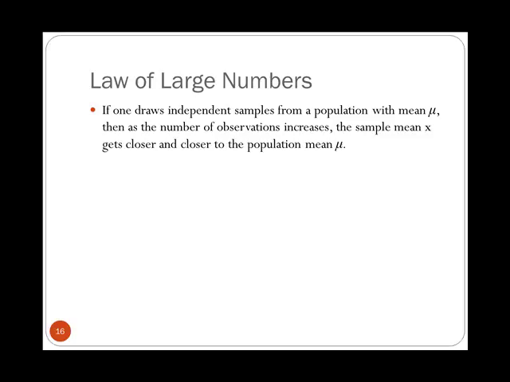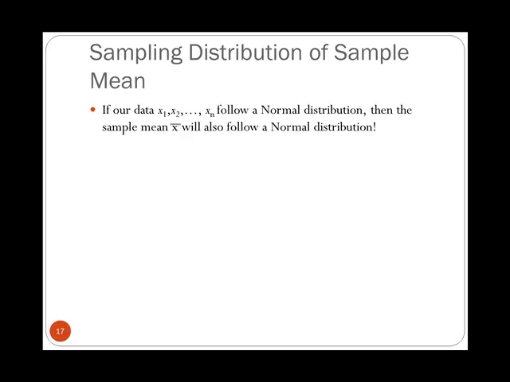Now, the law of large numbers tells us if one draws independent samples from a population with mean mu, then as the number of observations increases, the sample mean x bar gets closer and closer to the population mean mu. When sample size n approaches infinity, the variance of the sample mean approaches 0, and the mean of the sample mean is the population mean.